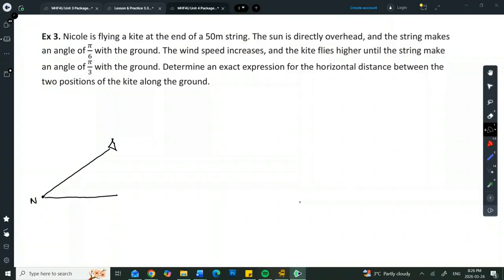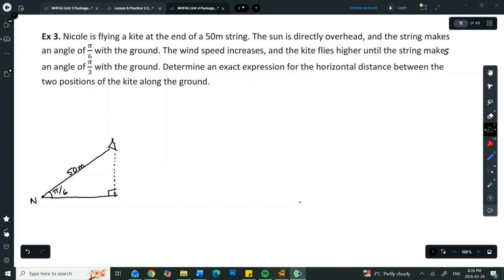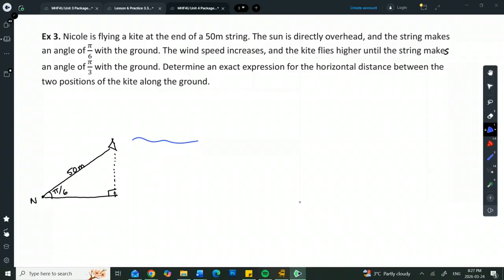So this is going to be our ground, and we'll have some kind of line, that invisible line that kind of comes down to the ground that can make a right angle there as well. So this is pi over 6. We also know that the kite string is 50 meters long. The wind speed increases and the kite flies higher until the string makes an angle of pi over 3 with the ground. Okay, so imagine that the wind speed increases. The wind's going to be blowing, and the kite is then going to go higher into the air. Here's our new kite. It's up in the air.